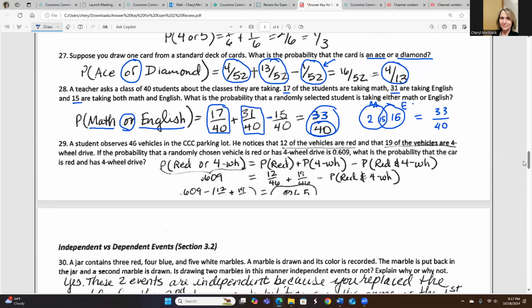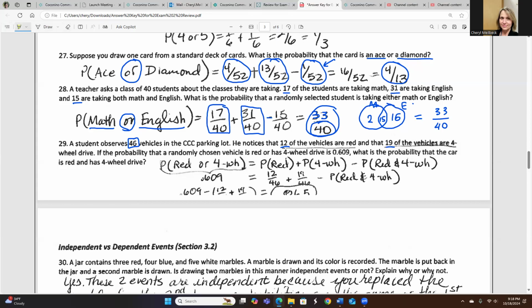A student observes 46 vehicles in the CCC parking lot. He noticed that 12 of the vehicles are red and 19 of the vehicles are four-wheel drive. So remember, the total he noticed was 46. 12 red and 19 are four-wheel drive. If the probability that a randomly chosen vehicle is red or has four-wheel drive is 0.609, what is the probability that the car is red and has four-wheel drive?